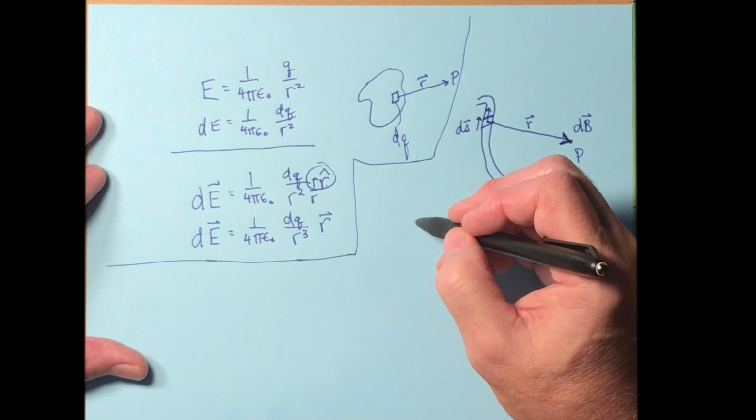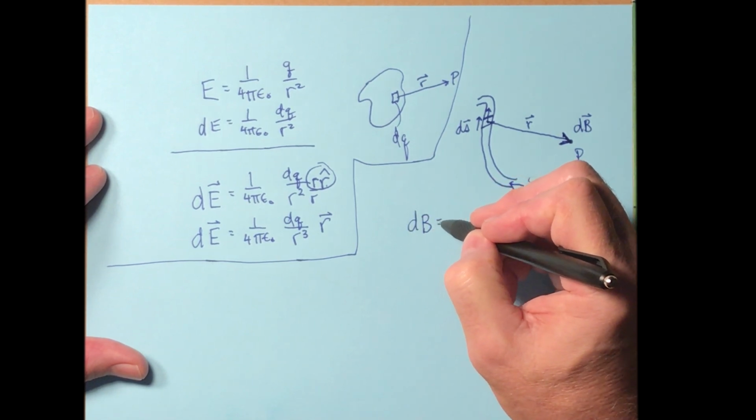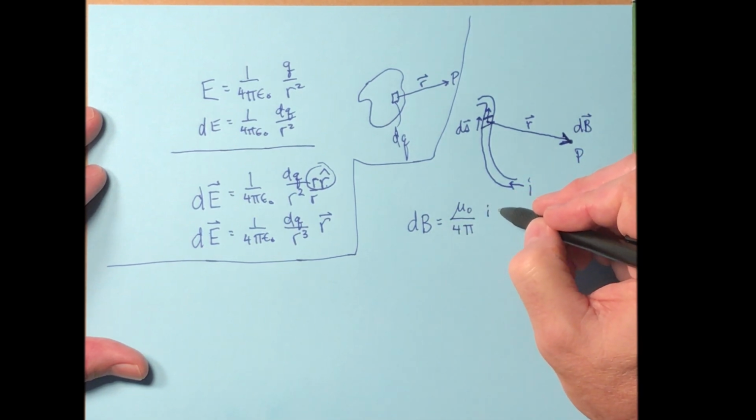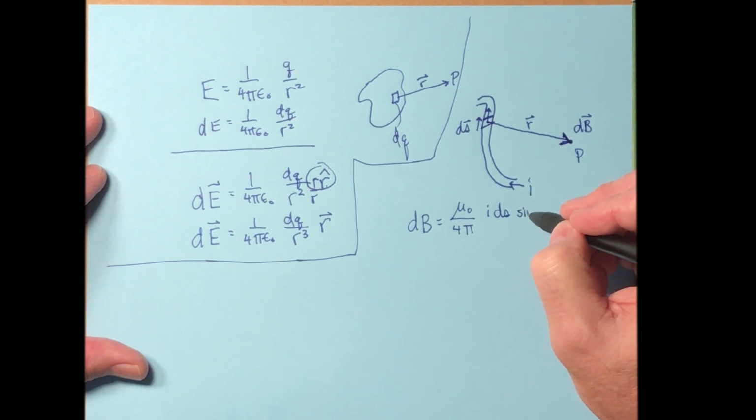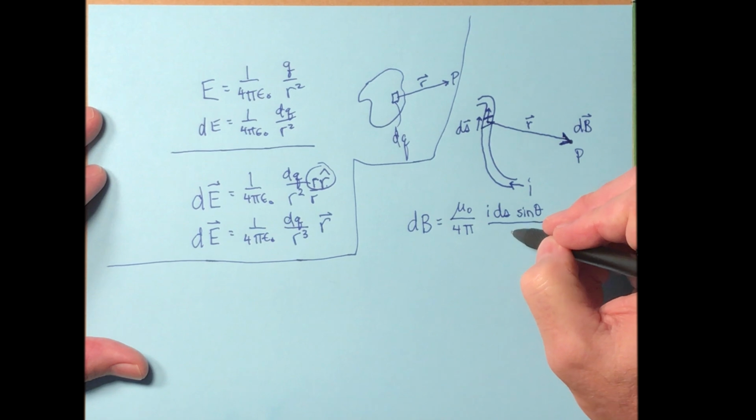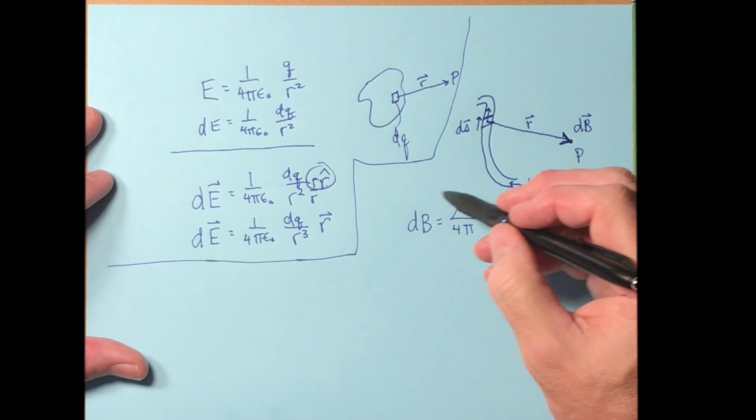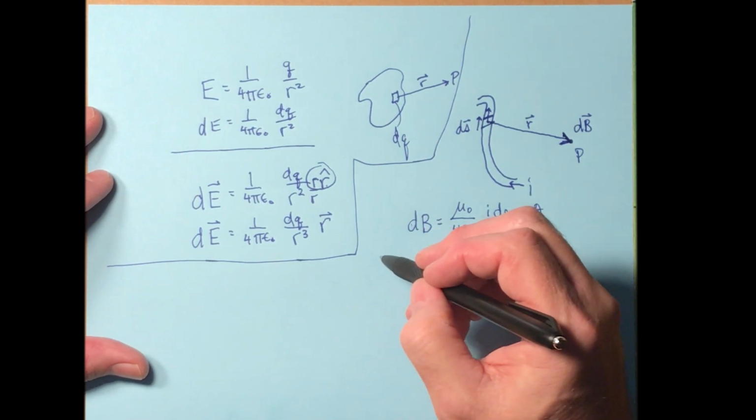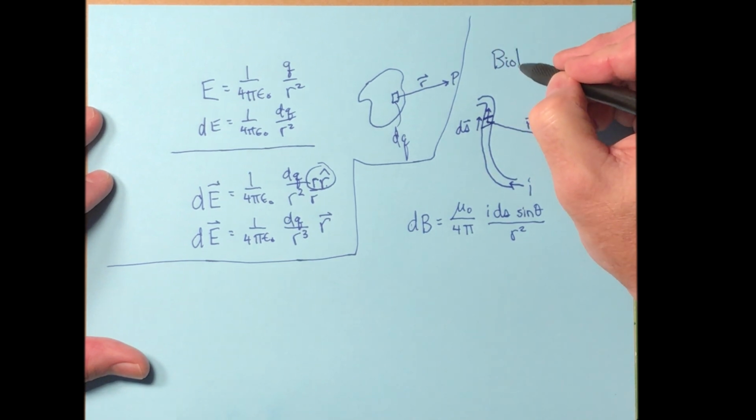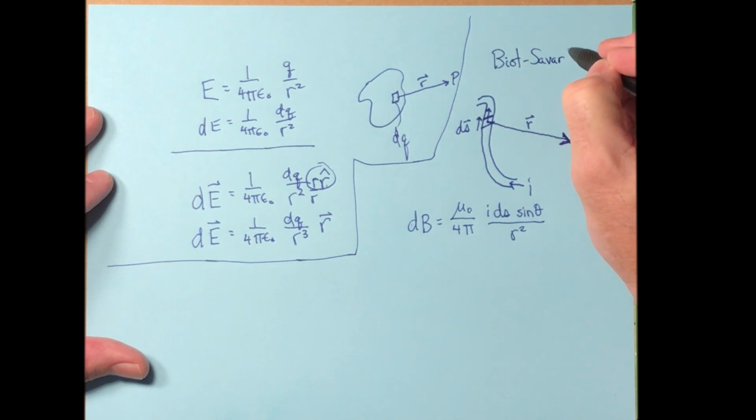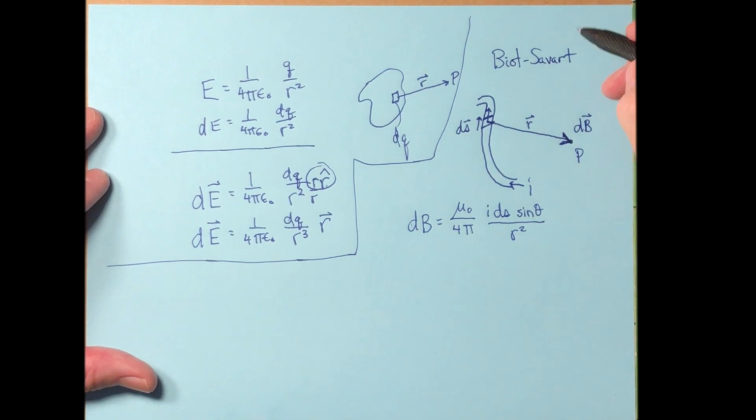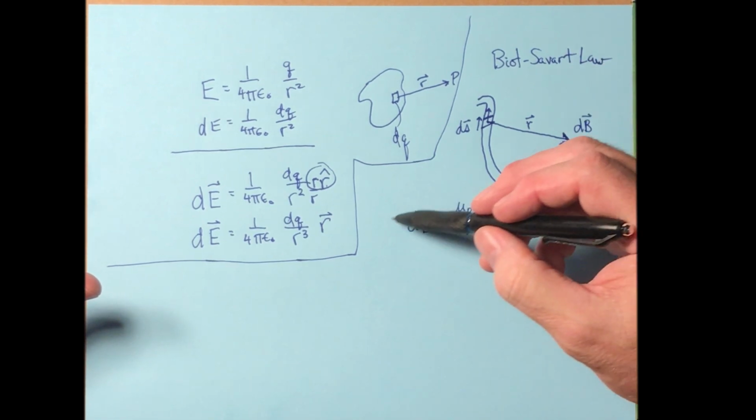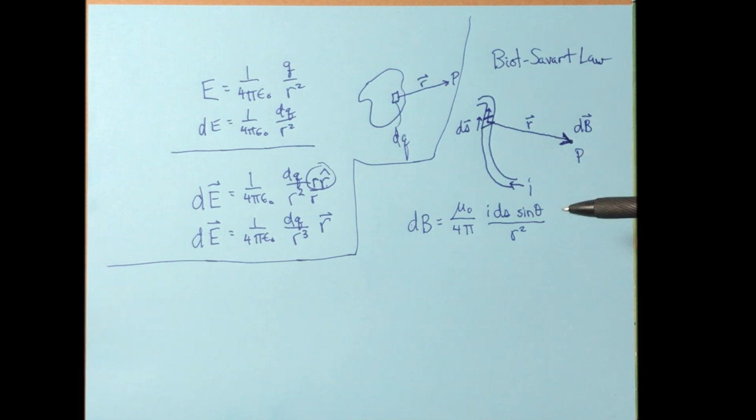Well, it has been found that dB is equal to mu naught over 4 pi times I ds sine of theta divided by r squared. Now this is something called the Biot-Savart law, written in its magnitude form. The way you'd spell that is Biot-Savart. And a law, hopefully you recall, is empirically derived. So this is derived from experiment, not from first principles here.